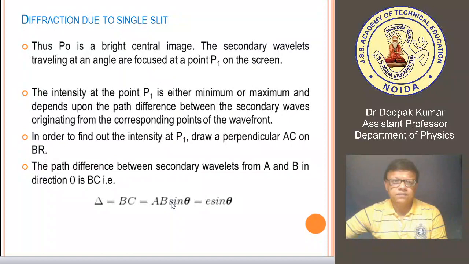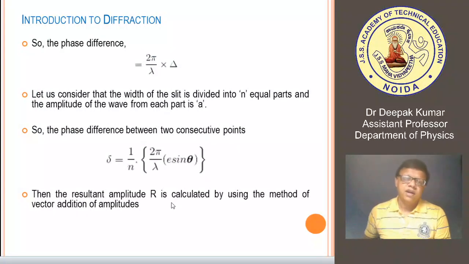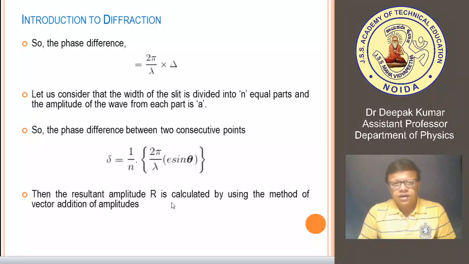Now any path difference can be easily converted into phase difference, and if the path difference is delta, the corresponding phase difference is 2 pi by lambda times the path difference. So I can write this effective phase difference as 2 pi by lambda into the path difference. Because we are considering that the slit consists of n particles, where every particle behaves like a secondary wavelet, taking n as a large number, I can find the successive phase difference between individual secondary wavelets.